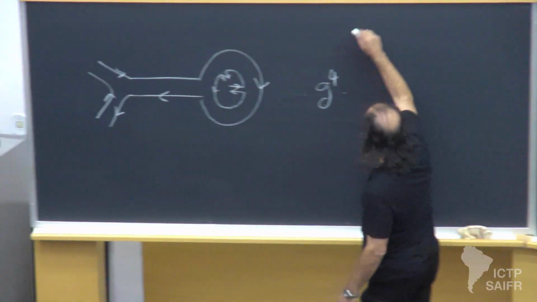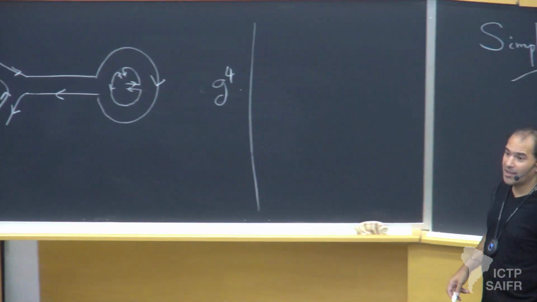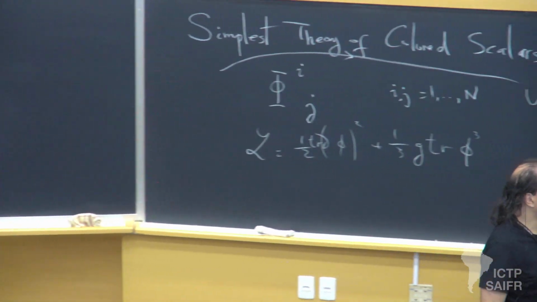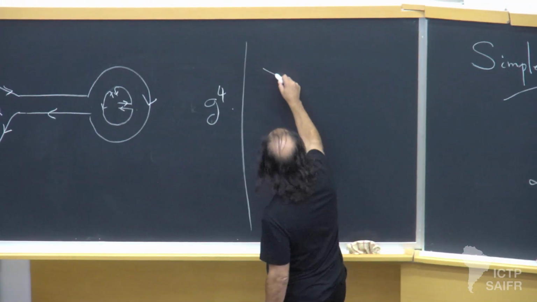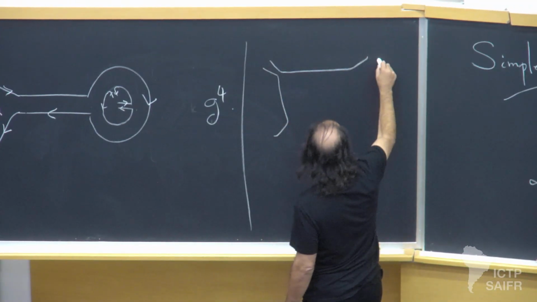All right, so we can keep going and talk about single trace at higher loop order. So for instance, I can talk about a diagram like this, maybe.